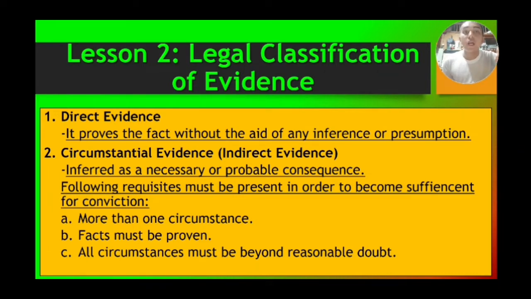A. More than one circumstance. B. The facts must be proven. C. All circumstances must be beyond reasonable doubt. So, for us to easily understand, an example of direct evidence is the CCTV, because the CCTV can capture the crime. An example of that is the CCTV capturing Mario killing Maria.